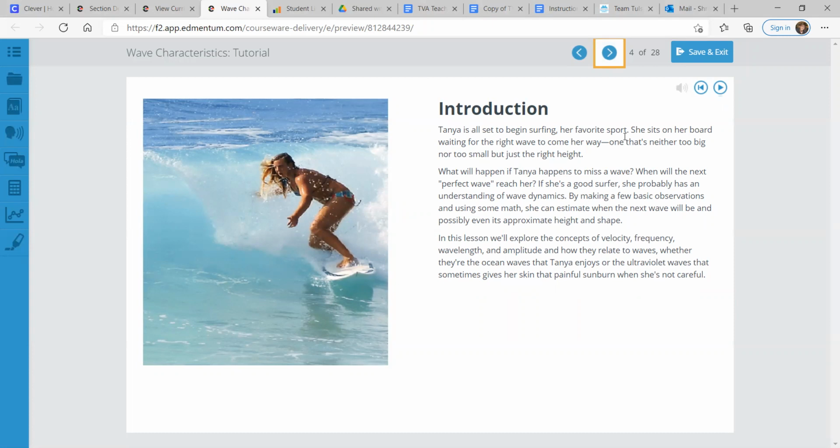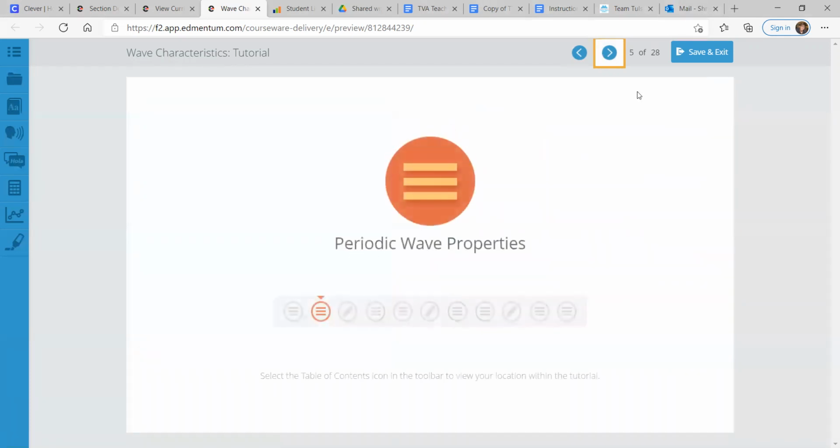If she's a good surfer, she probably has an understanding of wave dynamics. By making a few basic observations and using a little math, she can estimate when the next wave will be, and possibly even its approximate height and shape. In this lesson, we're going to explore velocity, frequency, wavelength, and amplitude, like we said earlier, and how they relate to waves. And whether they're ocean waves like Tanya's or ultraviolet waves from the sun, all of the characteristics are the same.